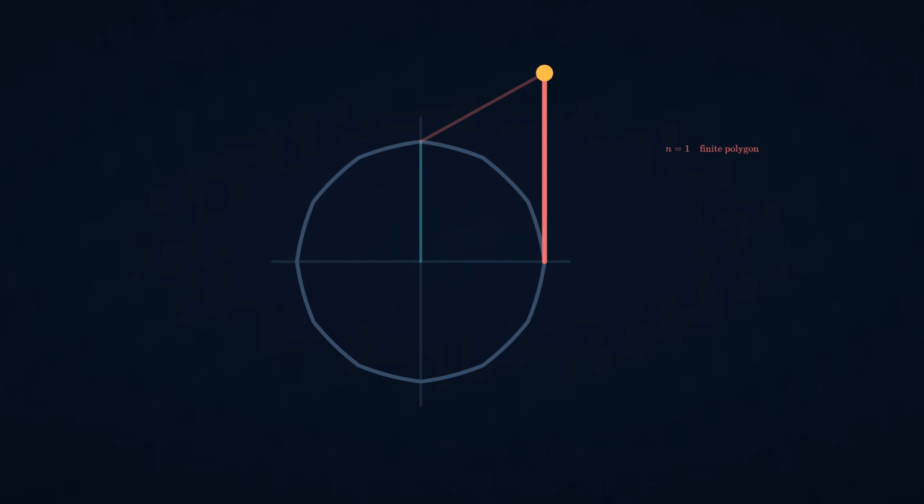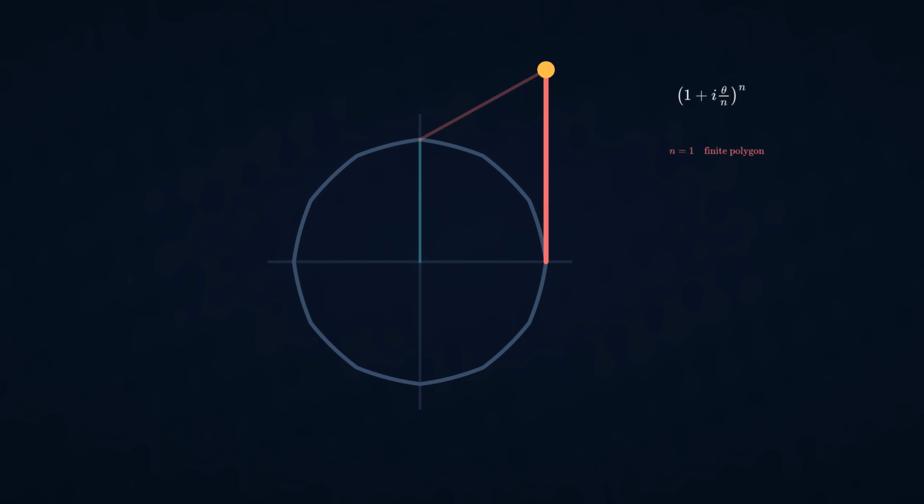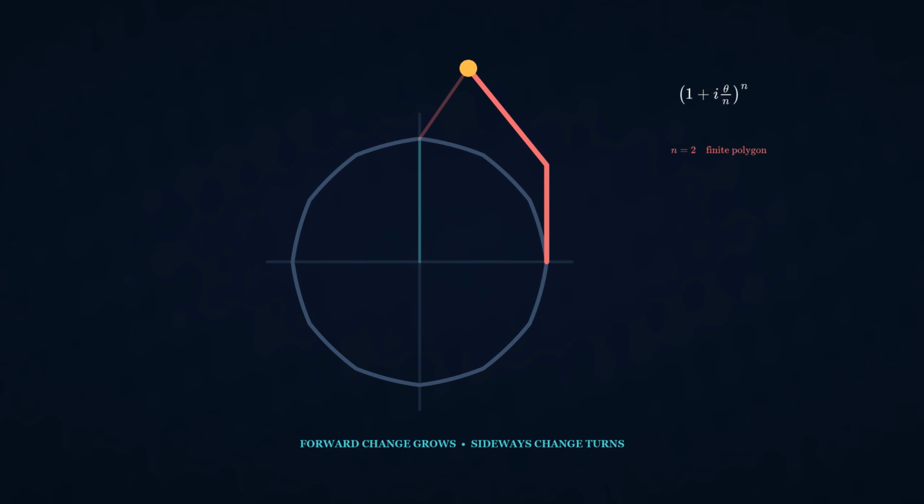Instead of adding each tiny update in the forward direction, add it perpendicular to the direction. Perpendicular means multiply that small change by I. Suppose the desired turn is an angle theta. Divide it into n pieces. 1 microstep multiplies the current position by 1 plus I theta over n. Repeat the same local rule n times.